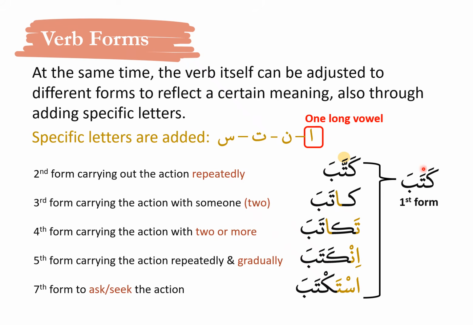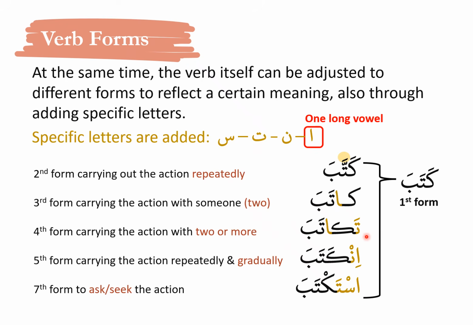So this is kataba and kattaba. There's kataba and kaataba. Notice that the third letter doesn't have a kasra, it has a fatha. So this here is also a verb, and it means to do the action with someone else. So if kataba is you are right, one person writes, kaataba means two people are writing.